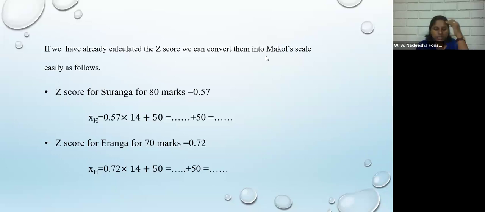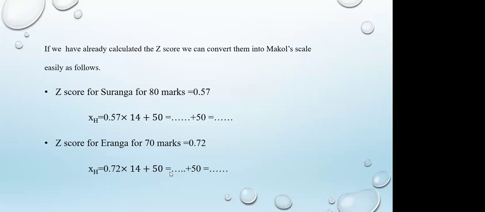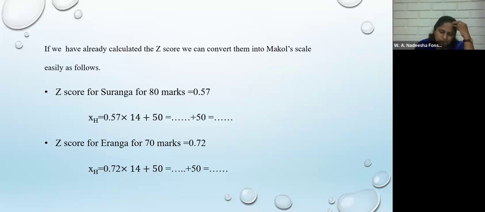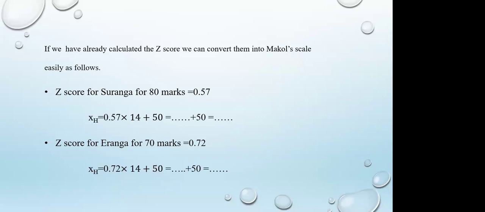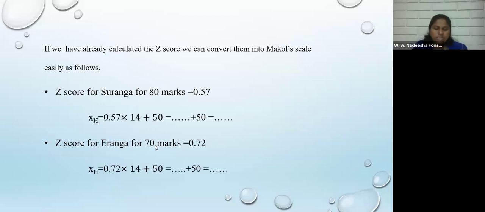0.57 into 14 is 7.98. Final answer is 57.98. Please do the other one also. 0.72 into 14 plus 50. 10.08 plus 50. Yes. 10.08 plus 50 is 60.08. Yes, very good. Thank you, miss. 60.08.